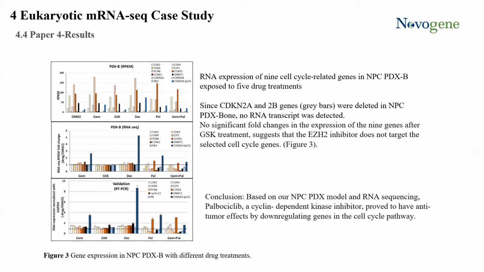On the panel in the middle, you can see the normalized gene expression of the cell cycle genes. If you take a look at the expression patterns of the cells treated with POL and GEM plus POL, you can see that most of the genes in the cell cycle are downregulated, while one of them is slightly upregulated. On the last panel at the bottom of the figure, you can see the validation through RT-qPCR.